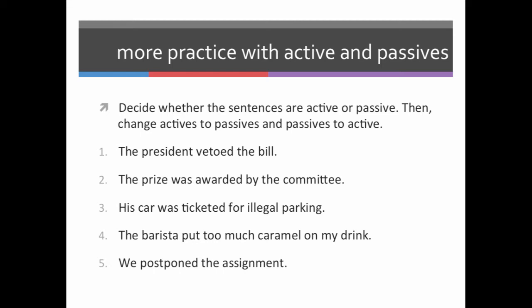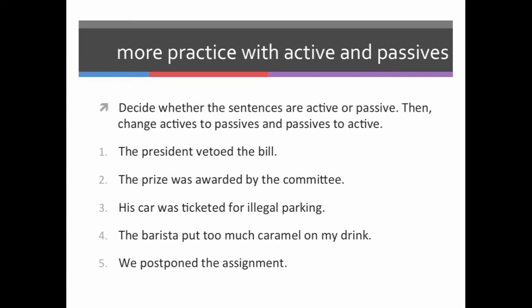The president is clearly the person who completed this action. The president vetoed by the zombies. That does not work. So number 1 is an active sentence. The prize was awarded by the committee. The prize was awarded by zombies. That is a passive sentence. Again, we have the be verb was plus the participle awarded.